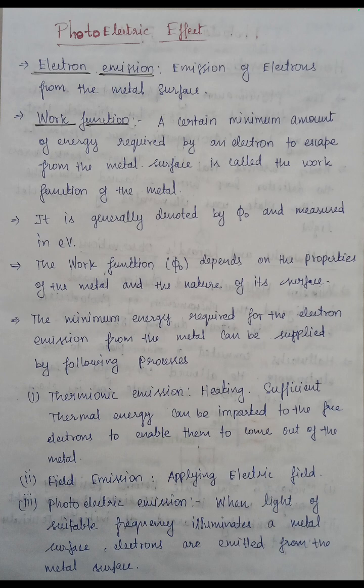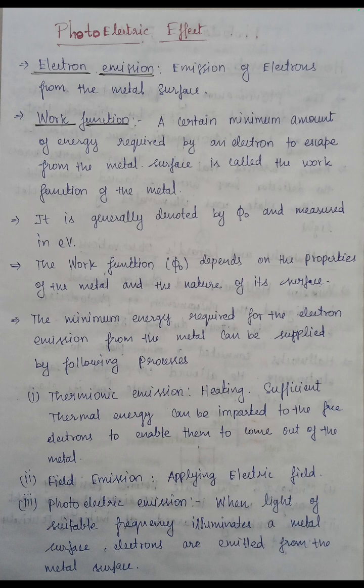Now, how can we supply this minimum amount of energy required by the electron to come out of the metal surface? There are three processes: thermionic emission, field emission, and photoelectric emission. Thermionic emission means heating. When we supply more heat, that is thermal energy, the electrons absorb energy from the heat and they come out of the metal surface. These electrons are known as thermions, and this process is known as thermionic emission.